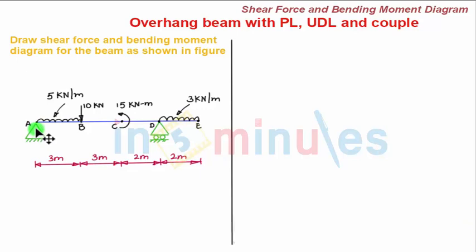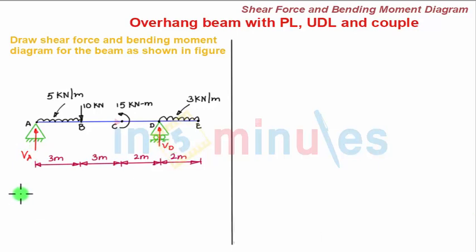So first we draw the support reactions. A vertical support reaction VA at point A, and we see that there are no horizontal forces acting, so there won't be any horizontal support reaction. Then there will be another vertical support reaction at point D, which is given as VD. So upward support reaction is an assumed direction. If the value comes out to be positive, then our assumed upward direction will be correct.